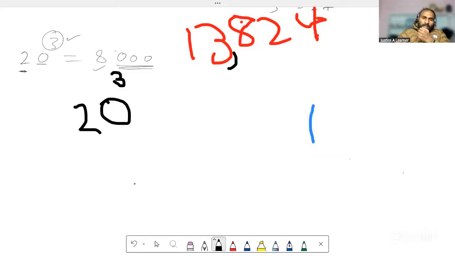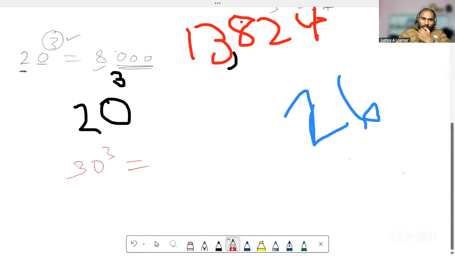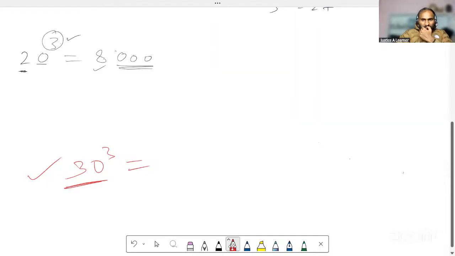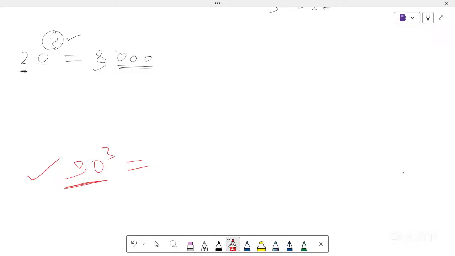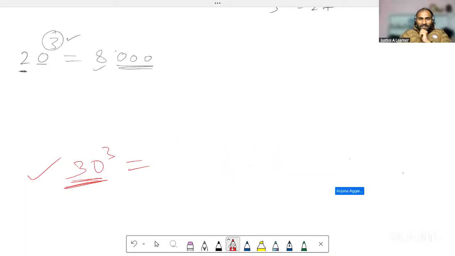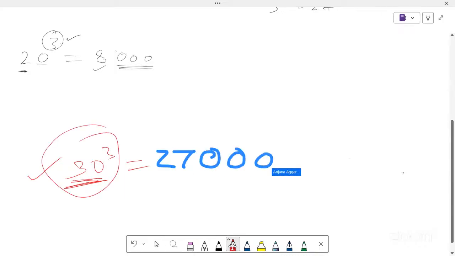Okay, what about the number which is nearest to this? What is the cube of this number, 30? Firstly, tell me that. What is the cube of 30? 27, 0, 0, 0. Very good. Yes, so anything above this would be in the range of this base, right?